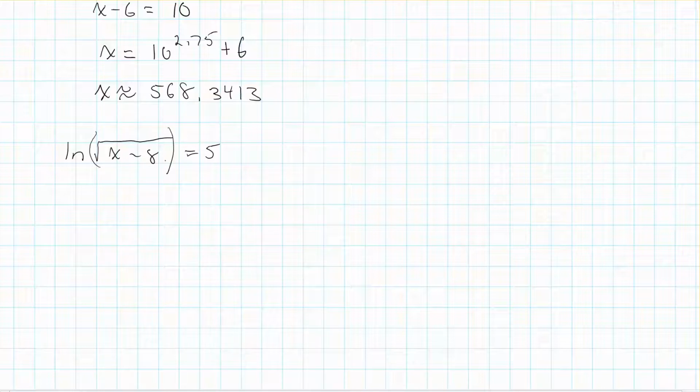Now this is already a single logarithm, so the first way I'm going to do is just go ahead and reconvert this. Now what's the base of the natural log? Base of the natural log, of course, is the natural exponent, which is e. So we rewrite this as the square root of x minus 8 equals e.